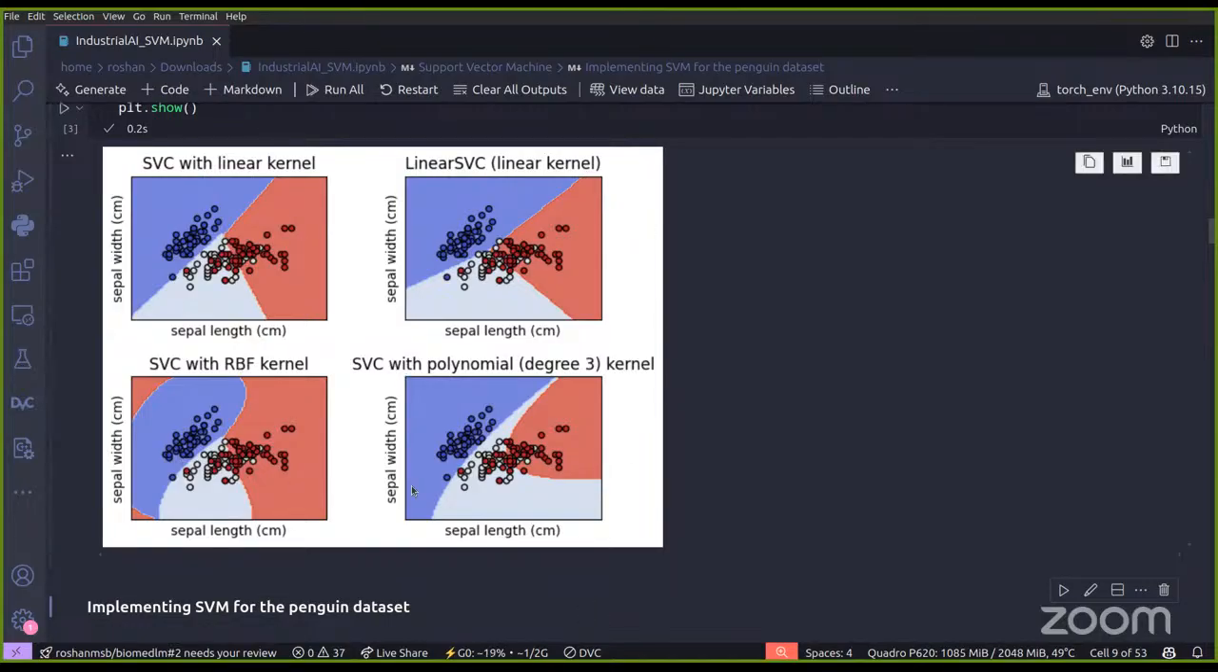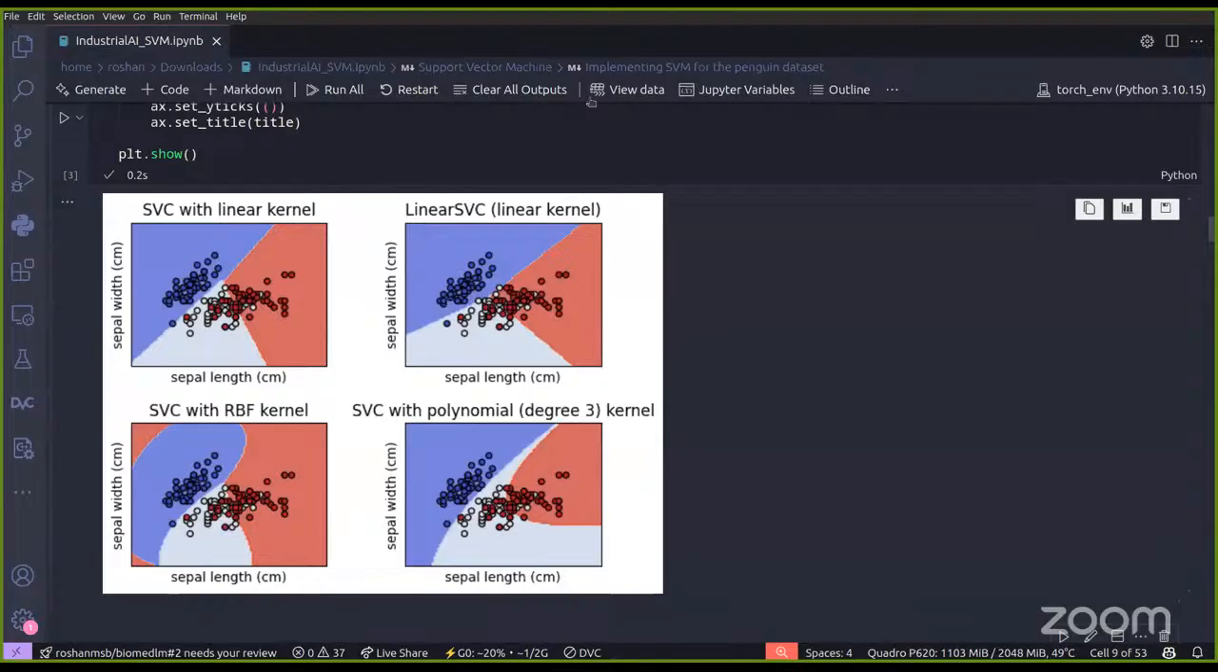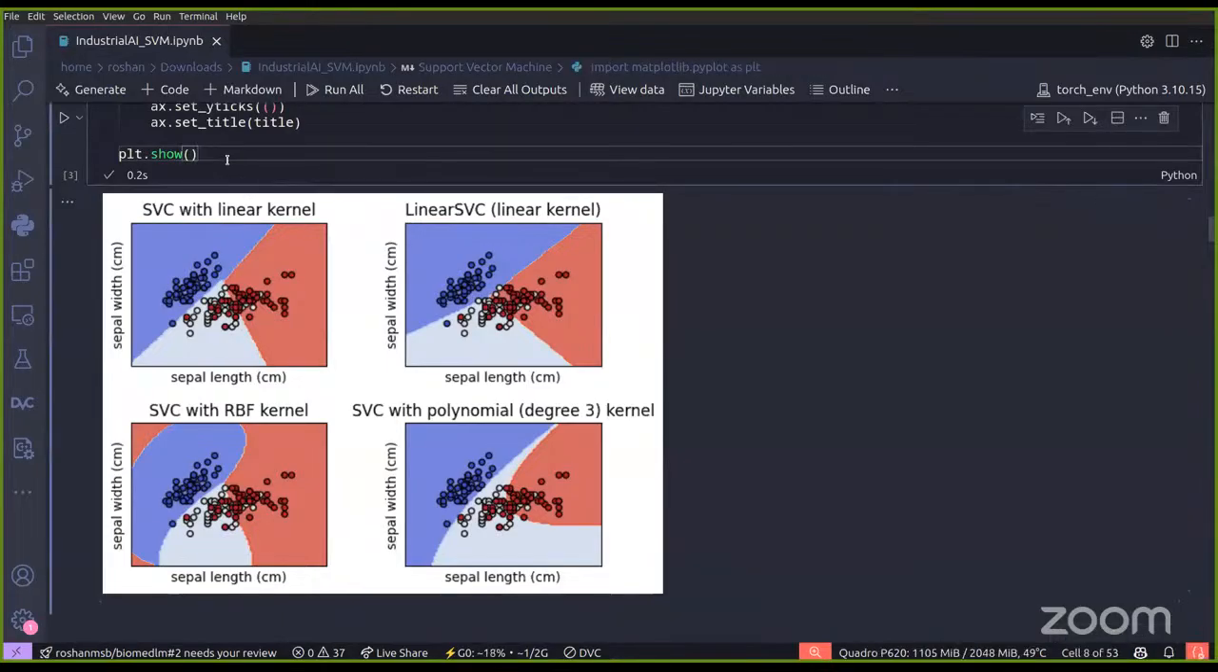So which among these four do you think has the best possible separation? Just take a guess. Linear SVC. Yeah. See, that's good.